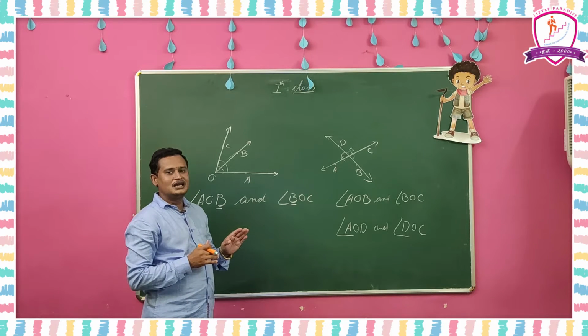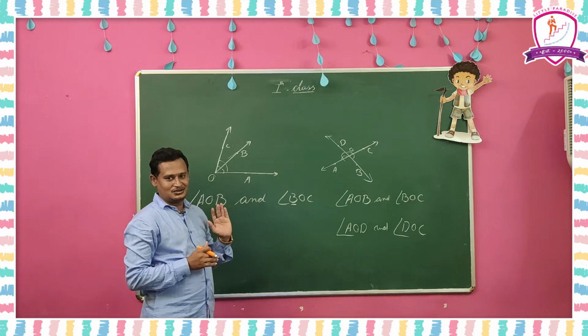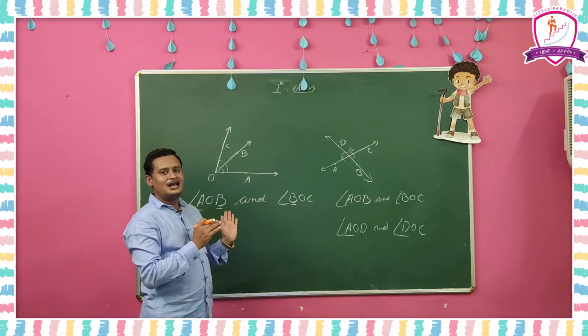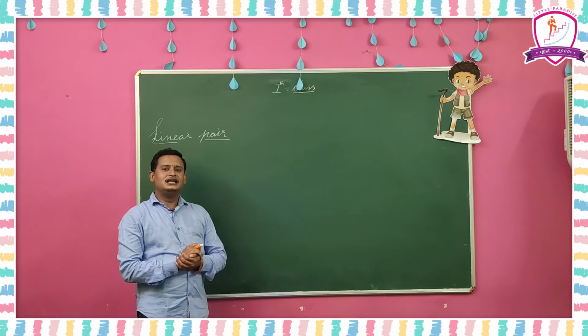Adjacent angles must have the same common arm and common vertex also. Understood? Like that you have to recognize which angles are adjacent. Okay. Next one is linear pair.